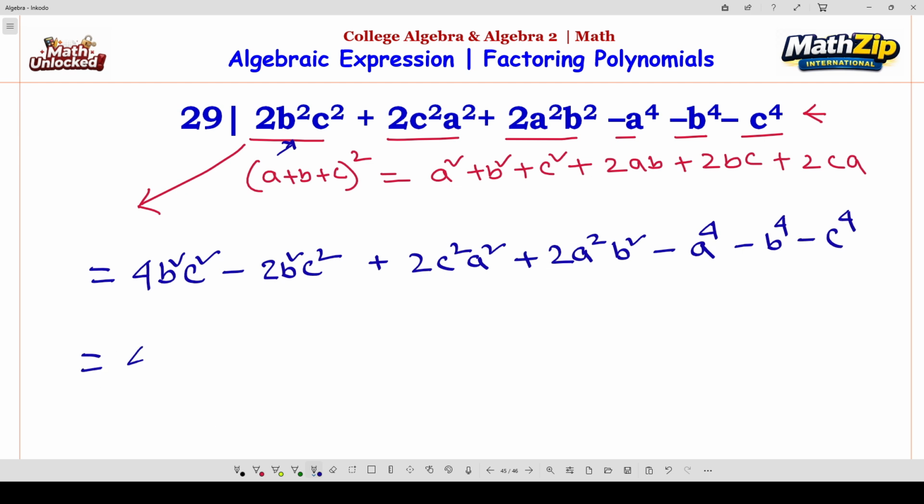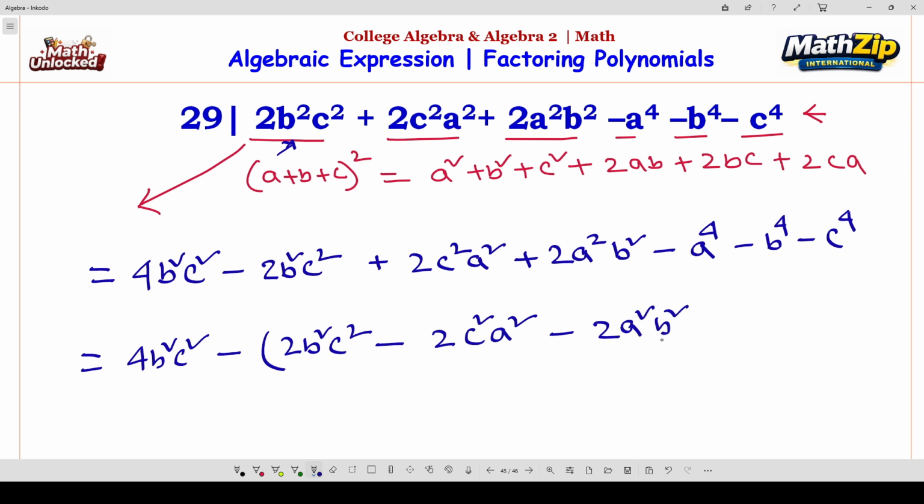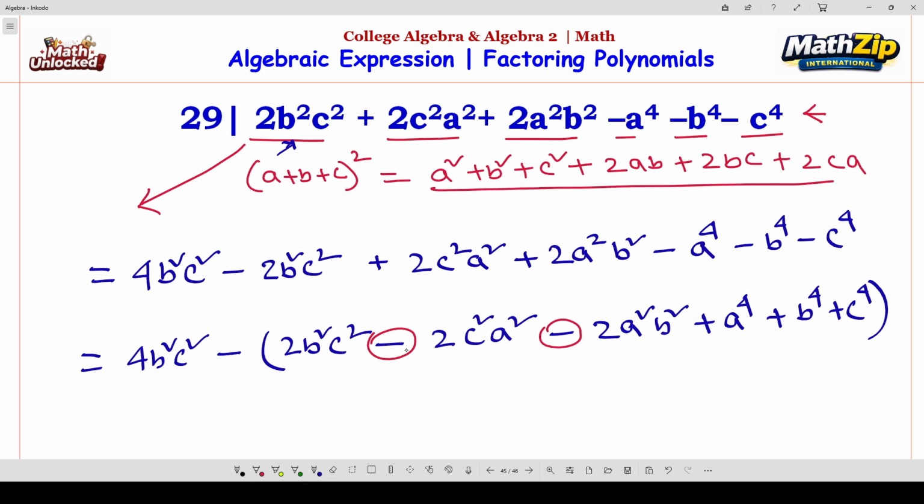Now here in b²c², we can take common minus, so it will be 2b²c² − 2c²a² − 2a²b² + a⁴ + b⁴ + c⁴. But here is a problem. The problem is, look, here is minus, but here everything is plus. So how can we solve this one?